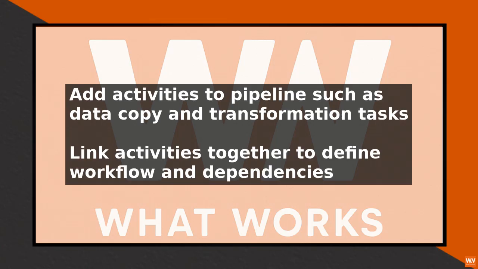Once you have defined your pipeline, you can debug it to test that it works as expected. To debug a pipeline, click on the Debug button and select the activity you want to start from. Azure Synapse will then execute the pipeline from the selected activity.